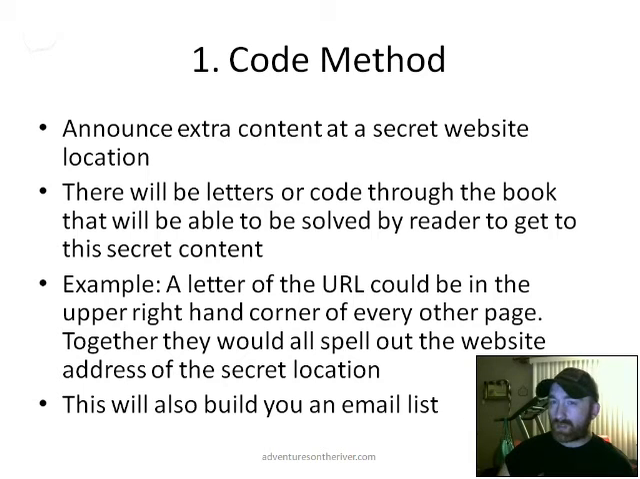Okay, in the code method, you're going to announce extra content at a secret website location in the front of the book. Like before chapter 1, in the very beginning of the book, you're going to say, hey, thanks for picking up this book. I'd like to tell you, as a very, very special bonus, I have extra content for you at a secret website location. I got an extra ebook, or I got an interview with the author, or I got this, or I got that. Something really cool related to the book. Okay, you got it at this extra location.